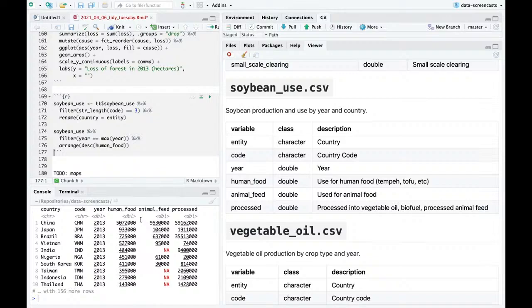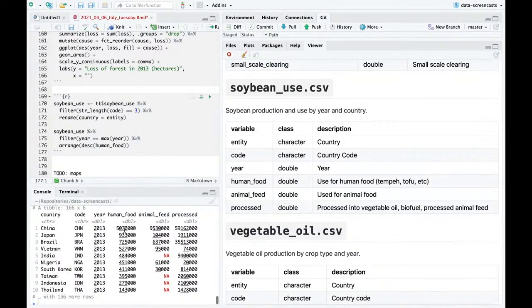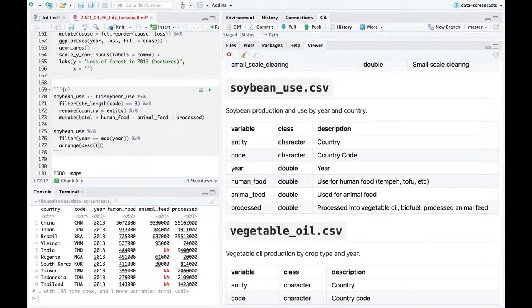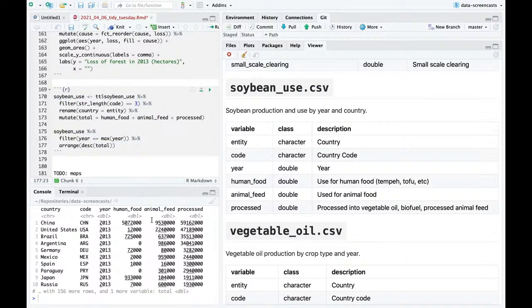So if I said, what are the countries that do have the highest total? Okay, so this would be one where, if I wanted to ask a question like what are the countries that use the most soybeans, I'd probably want a total column, and I'm going to throw that into mutate: total is human food plus animal feed plus processed. And descending by total. Now you can say, okay, the countries that produce the most soybeans are China, United States, and Brazil.